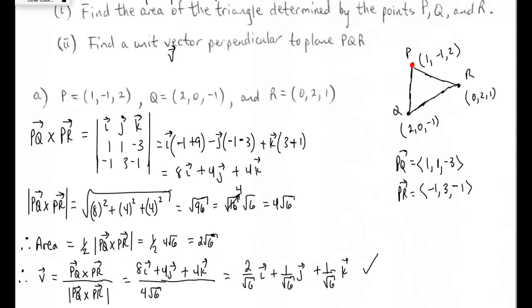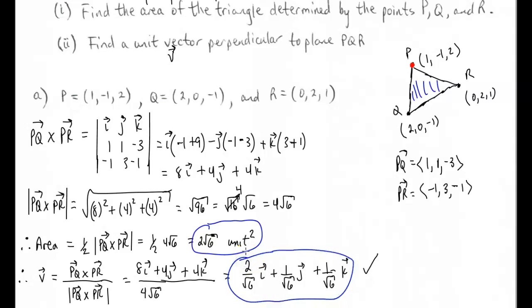All right, so if we go back here and look at our answers, oh, and I forgot to write this too. So since this is an area, this should be square units. Need to mention that. So here, this is the answer for our area of our triangle here. And the unit vector is going to be perpendicular to the plane that the triangle is in. This would be the answer to that question. All right, so let's look at part B of this example.